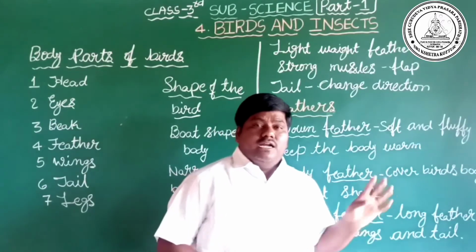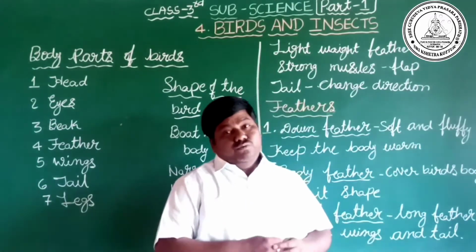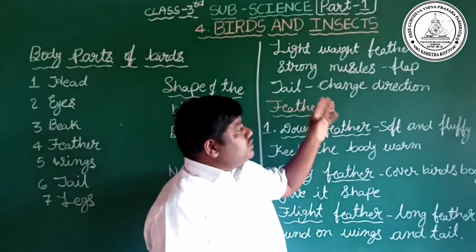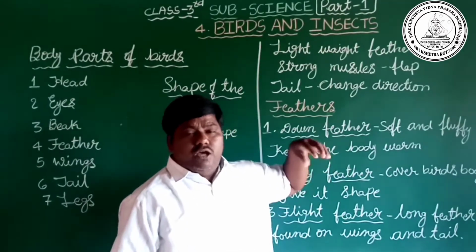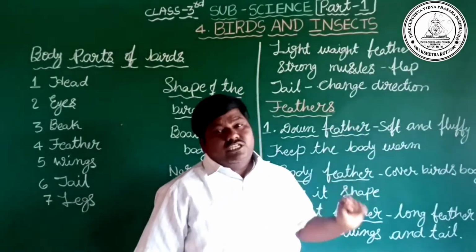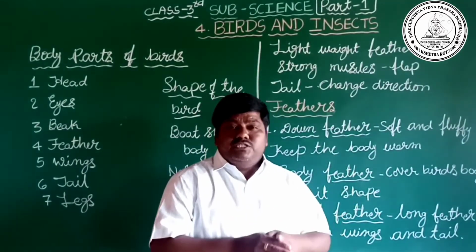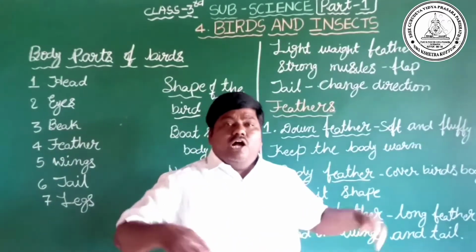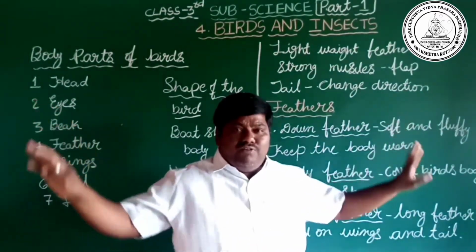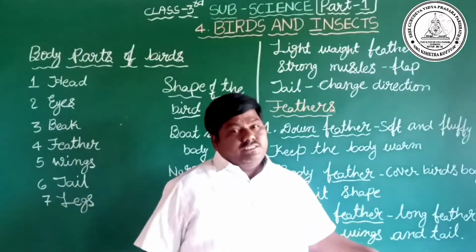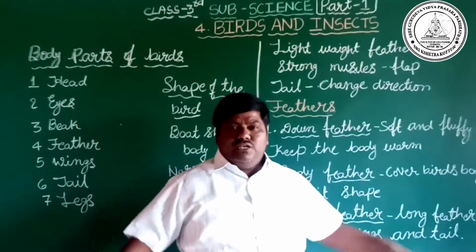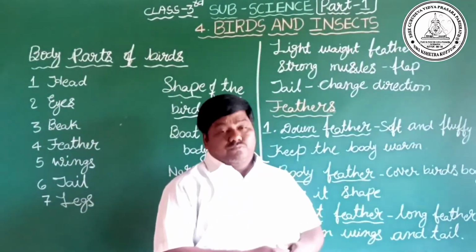Flapping means in Kannada we call badiyuvudu. Strong muscles push up and down. All of you observe in the picture or in your surroundings how the birds flap their wings. They push their wings up and down.